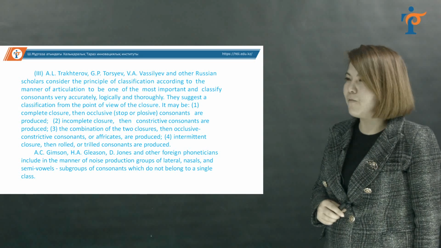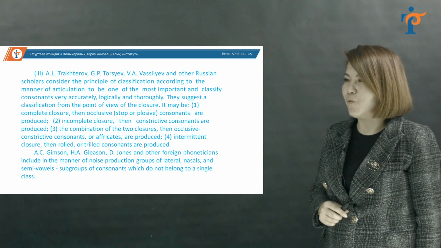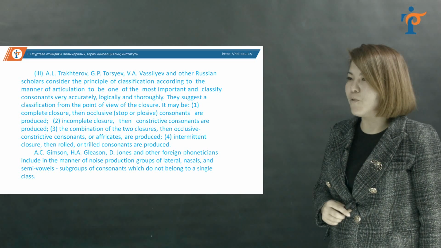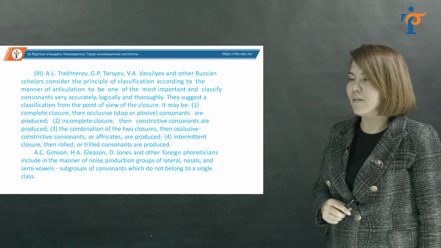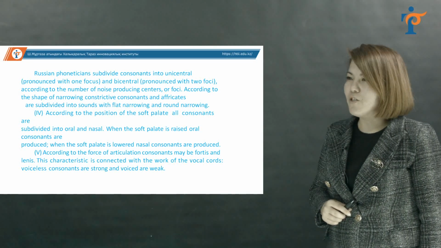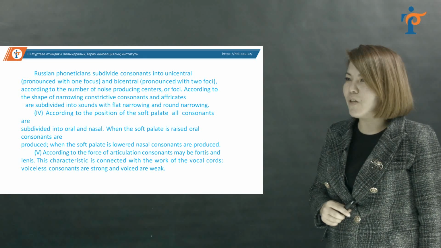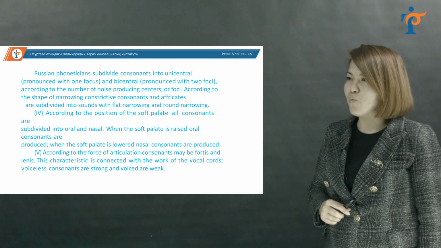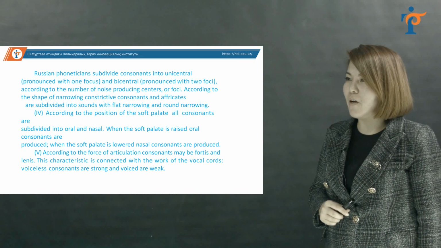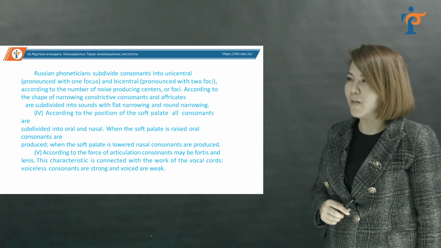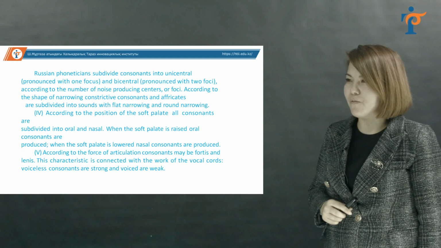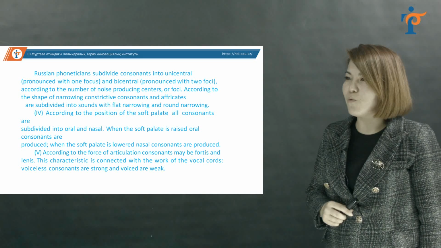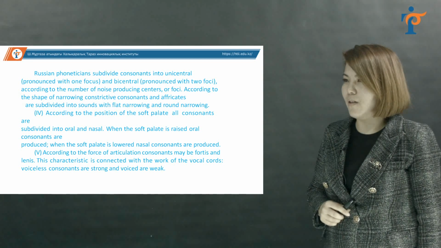Gleason, Jones, and other foreign phoneticians include in the manner of noise production groups of lateral, nasals, and semivowels, subgroups of consonants which do not belong to a single class. Russian phoneticians subdivide consonants into unicentral, pronounced with one focus, and bicentral, pronounced with two foci, according to the number of noise-producing centers or foci. According to the shape of narrowing, constrictive consonants and affricates are subdivided into sounds with flat narrowing and round narrowing.